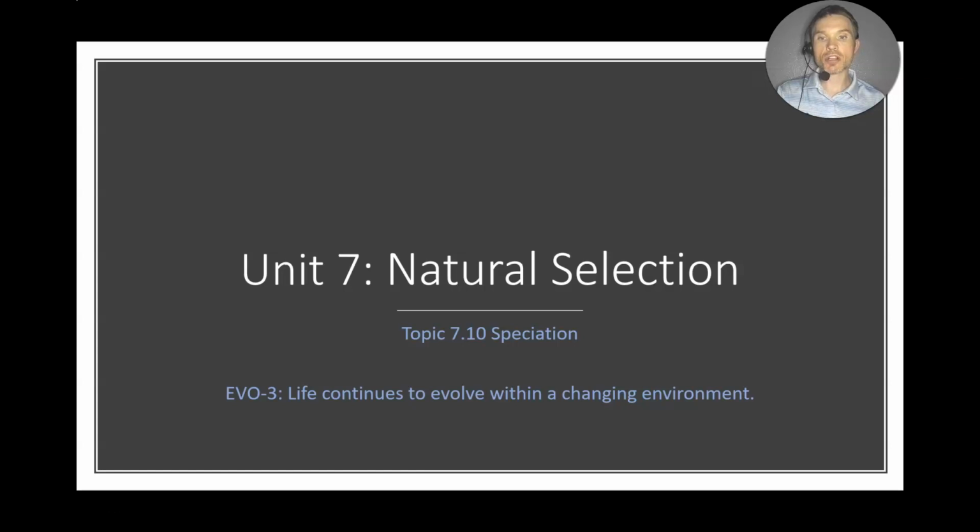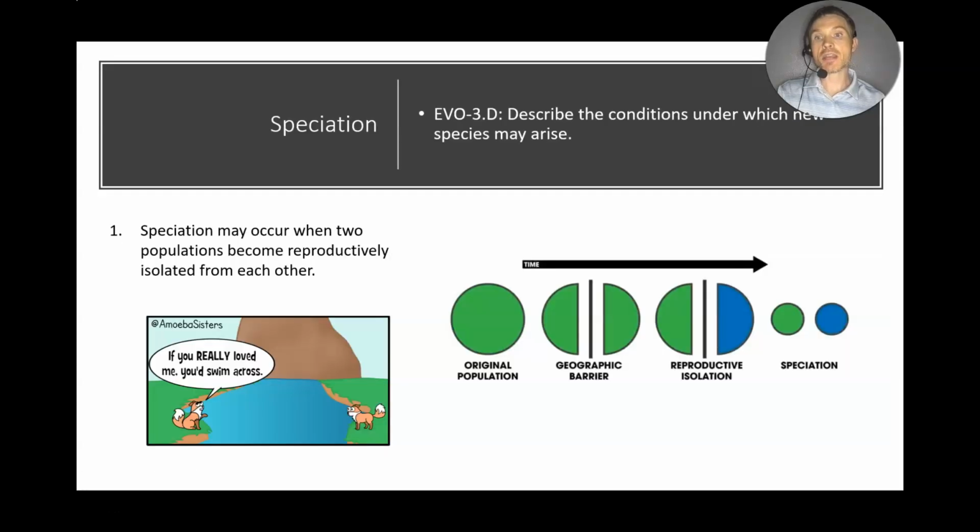In this video, we are going to examine topic 7.10, speciation. Speciation may occur when two populations become reproductively isolated from each other.